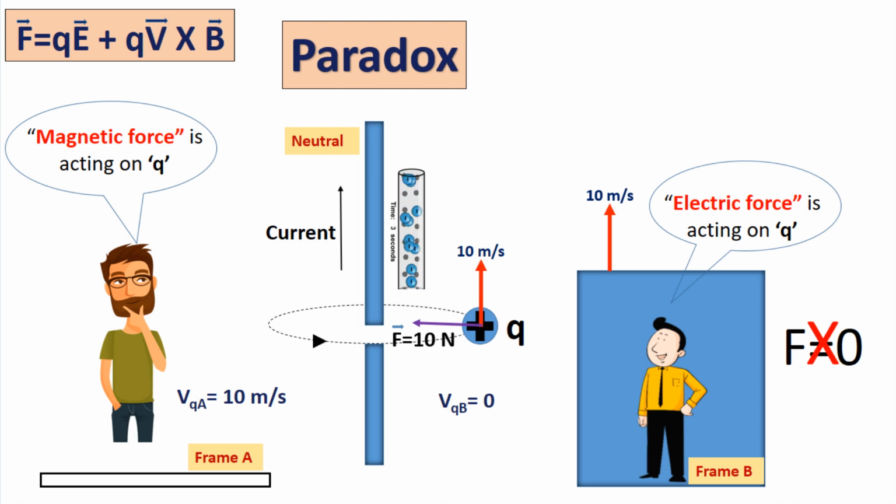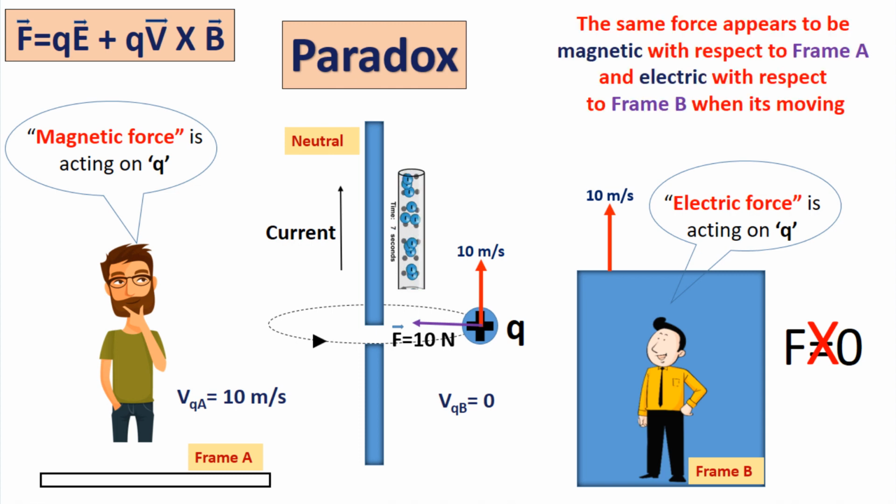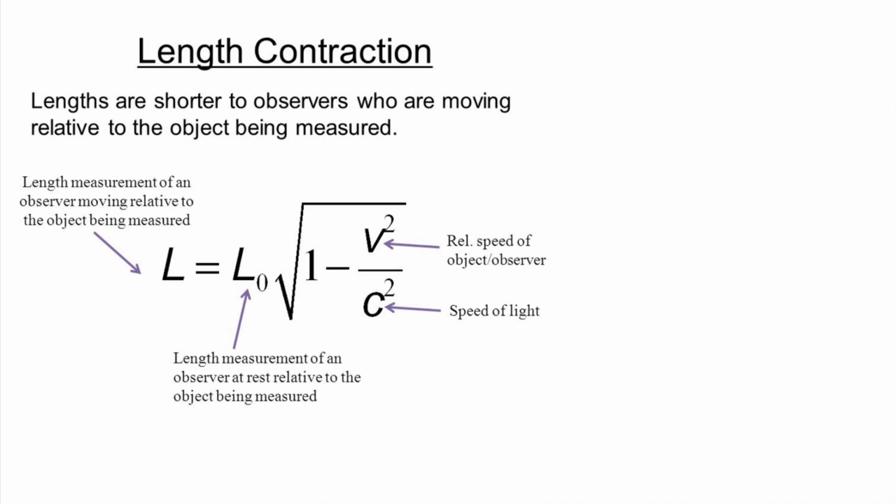Well, both of them are equally right. The same force appears to be magnetic with respect to frame A and electrical with respect to frame B. In order to understand this mystery, you need to understand length contraction.